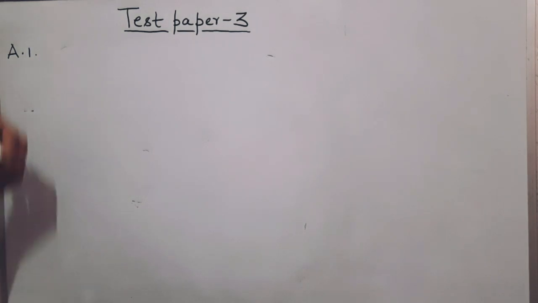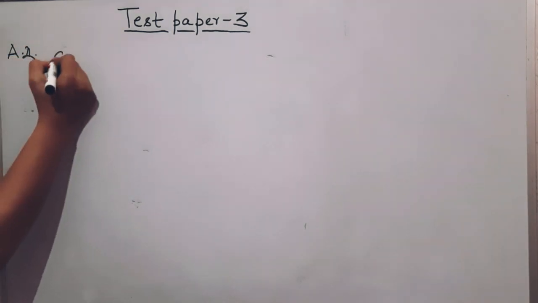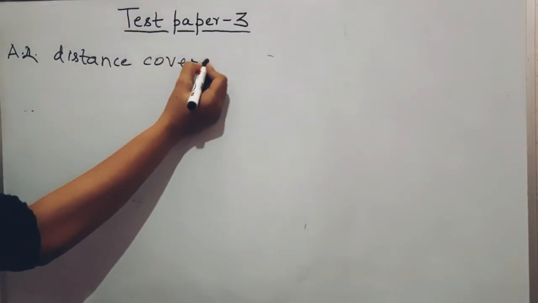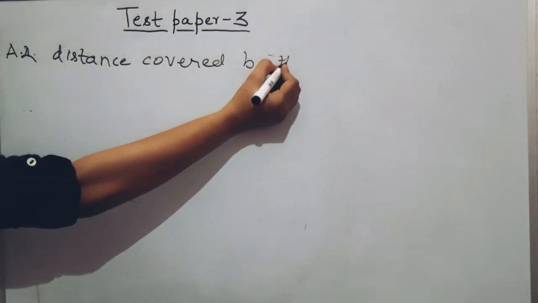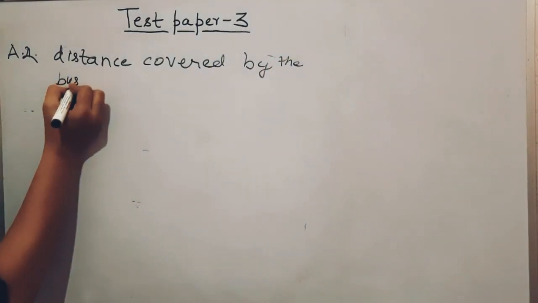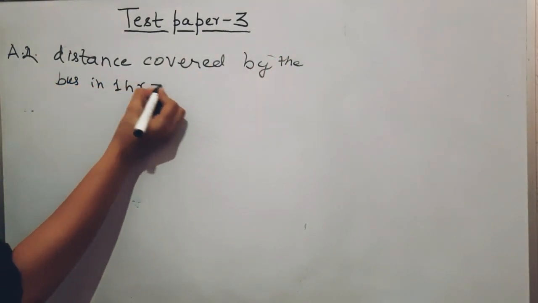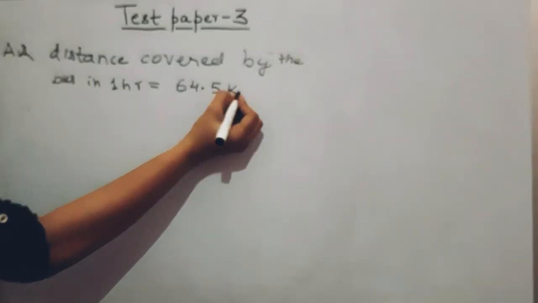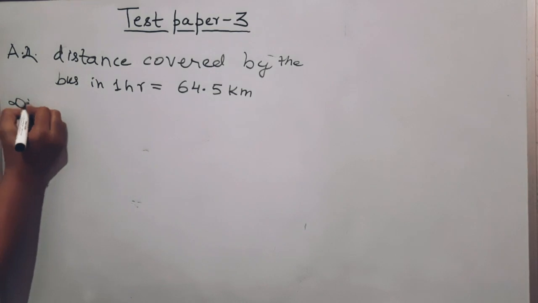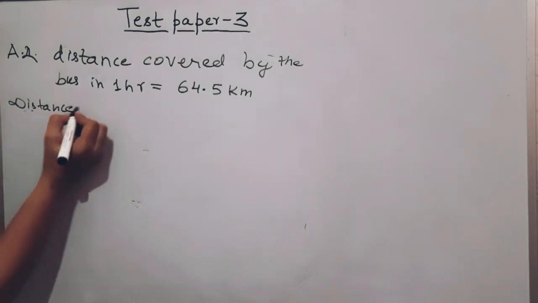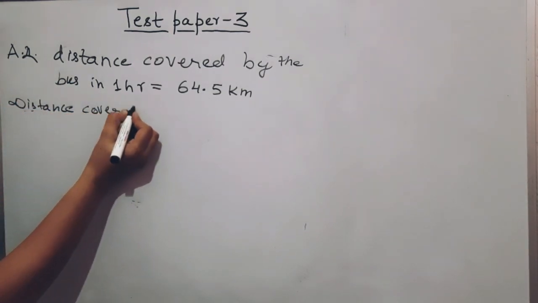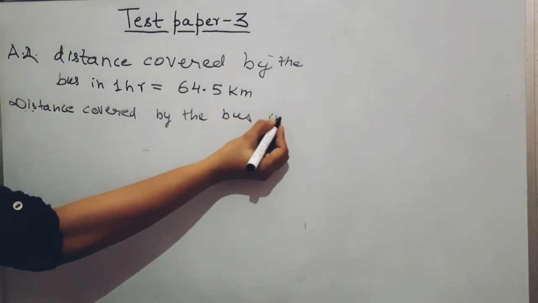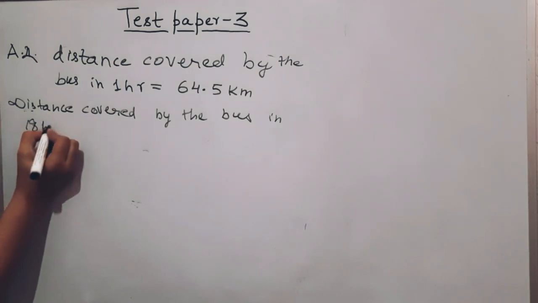So question number 2, the first statement will be distance covered by the bus in 1 hour. How much distance does it cover? 64.5 kilometers. Now distance covered by the bus in how many hours? 18 hours. Distance covered by the bus in 18 hours. Now what we have to do?